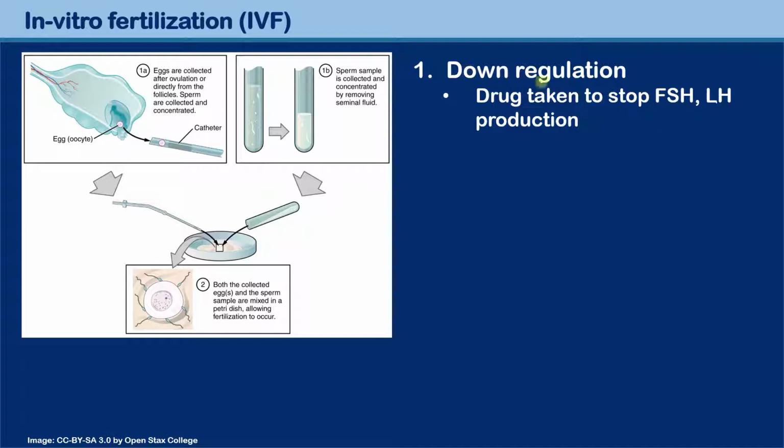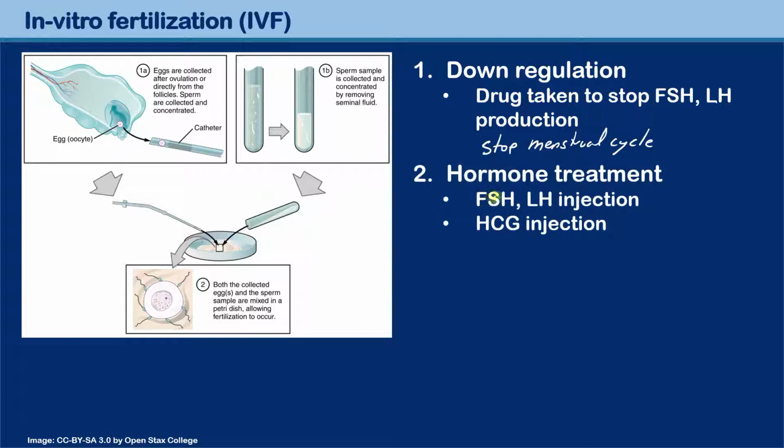So I wrote down here down regulation. It would probably be easier to say, stop the menstrual cycle. So we first stop it, because this gives the doctor more control over timing the whole procedure. We move on, and then the woman is injected with large doses of FSH and LH. So probably much more than she would normally produce herself. And because of this injection of large FSH levels, many follicles start to develop, not only one.